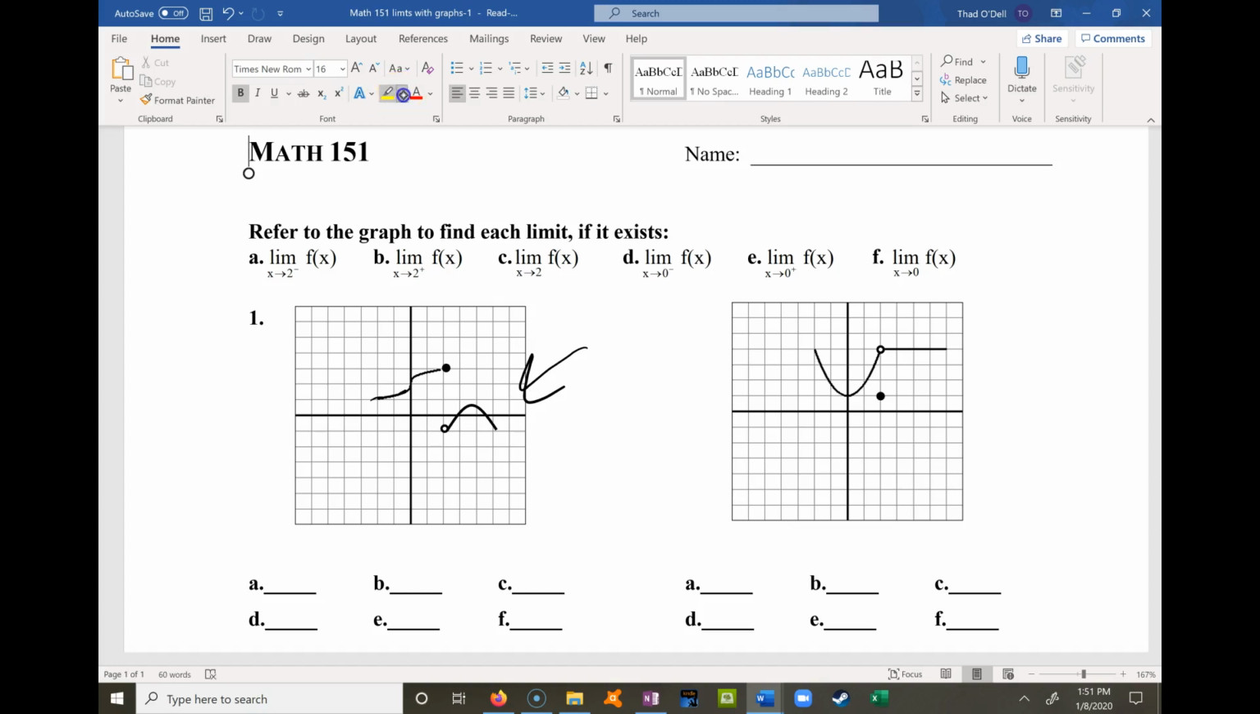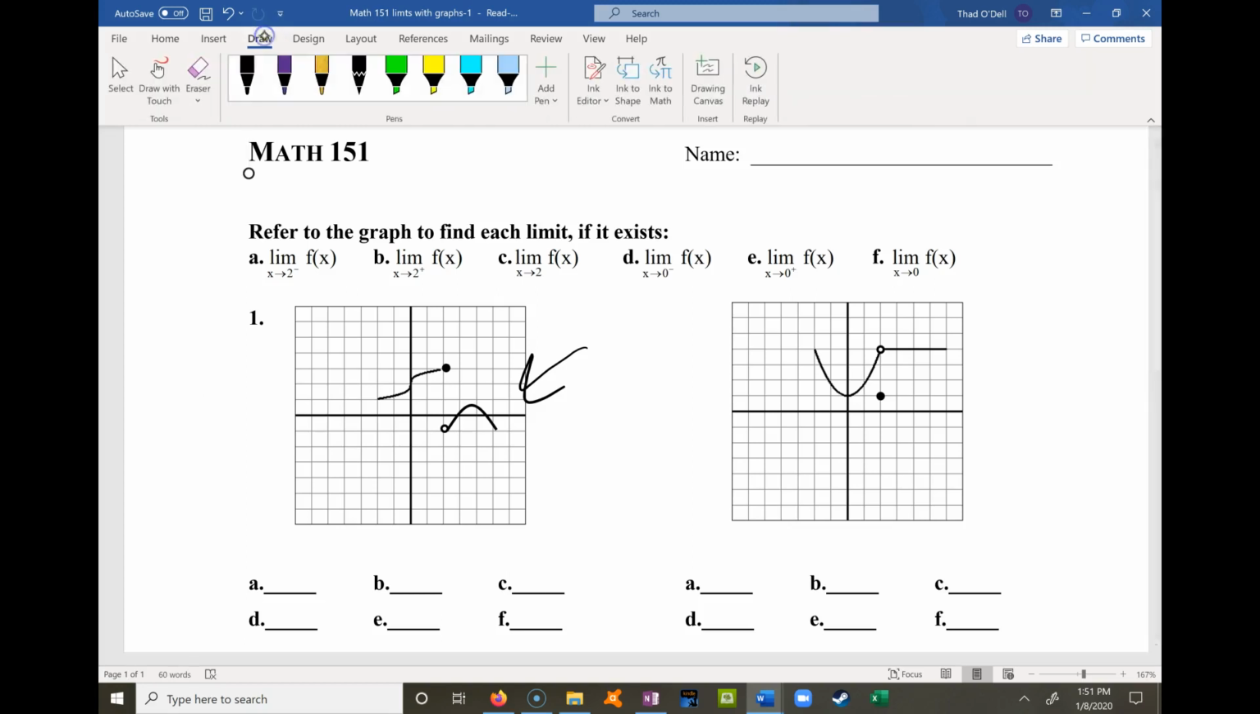I said highlighter. Why are we not highlighting? Sorry. Oh, let me go to draw. I know how to do this.